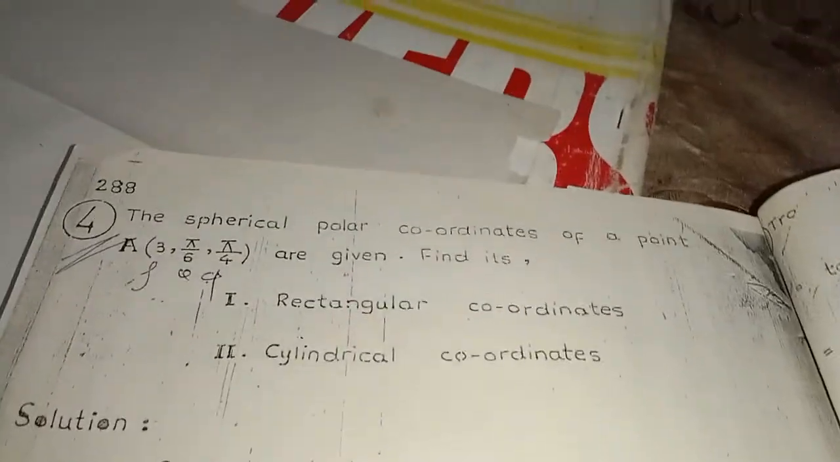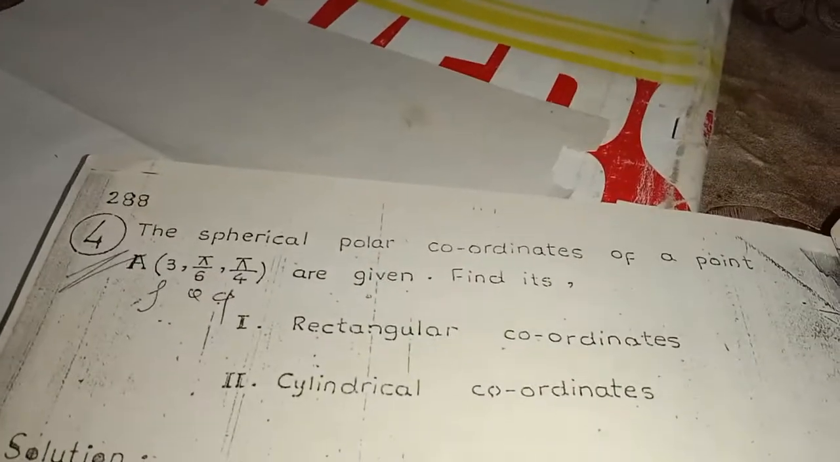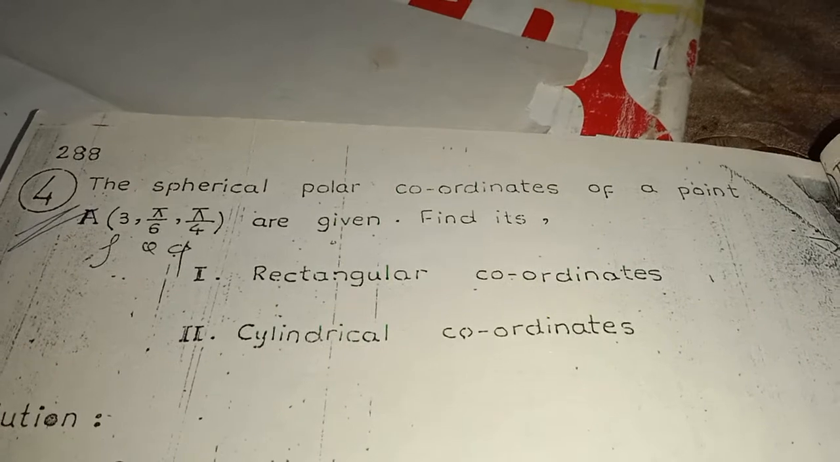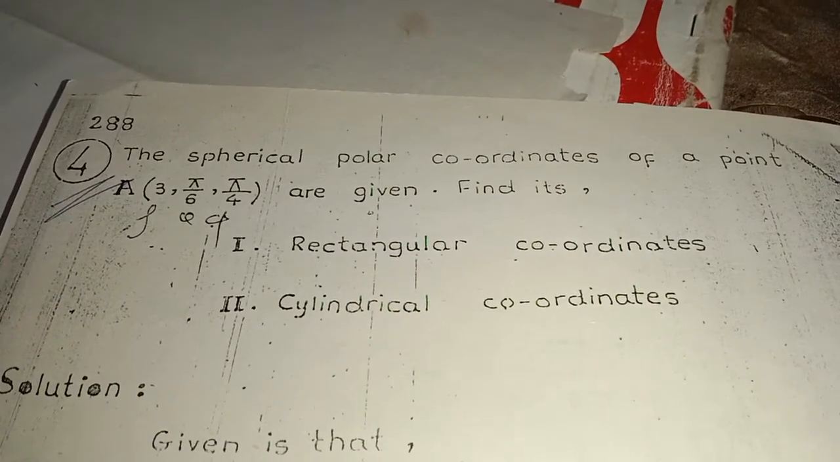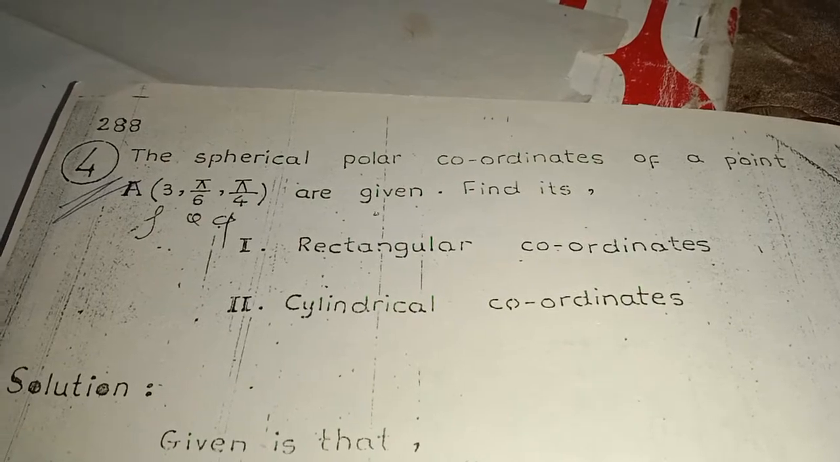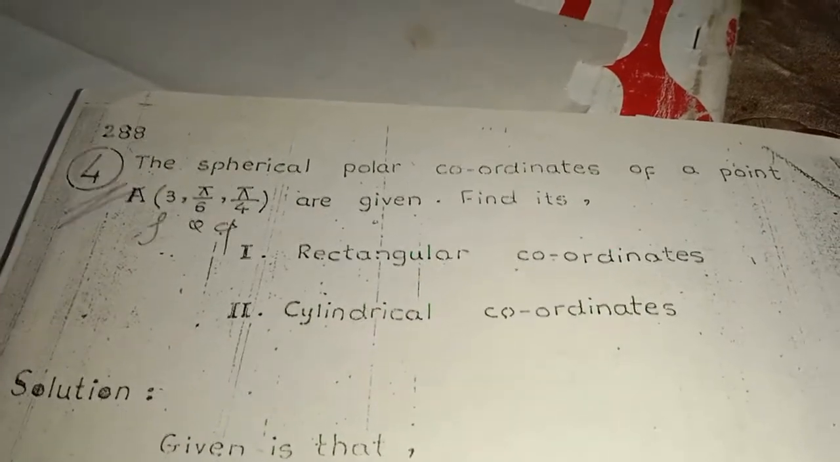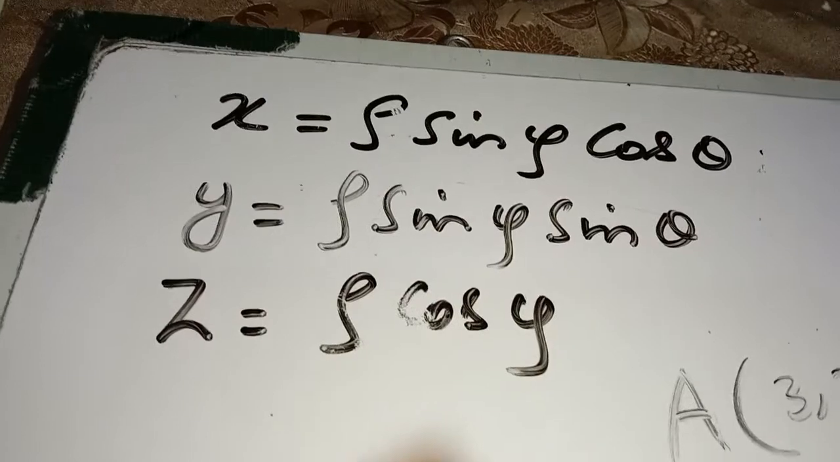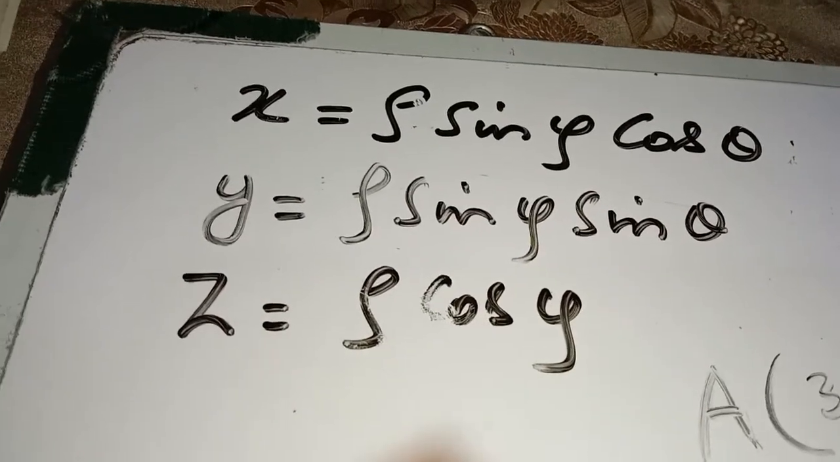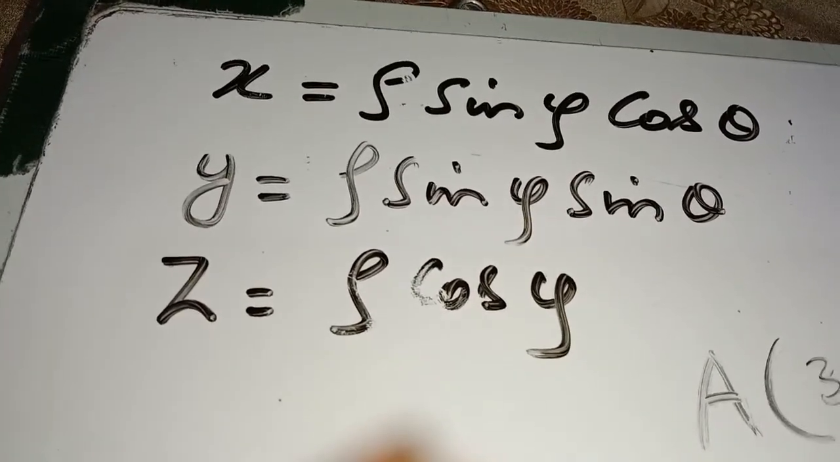Assalamu alaikum students. Question is, the spherical polar coordinates of a point A are given. Find its rectangular coordinates and cylindrical coordinates. We have the relation. If we know spherical polar coordinates, then we can find out rectangular coordinates.